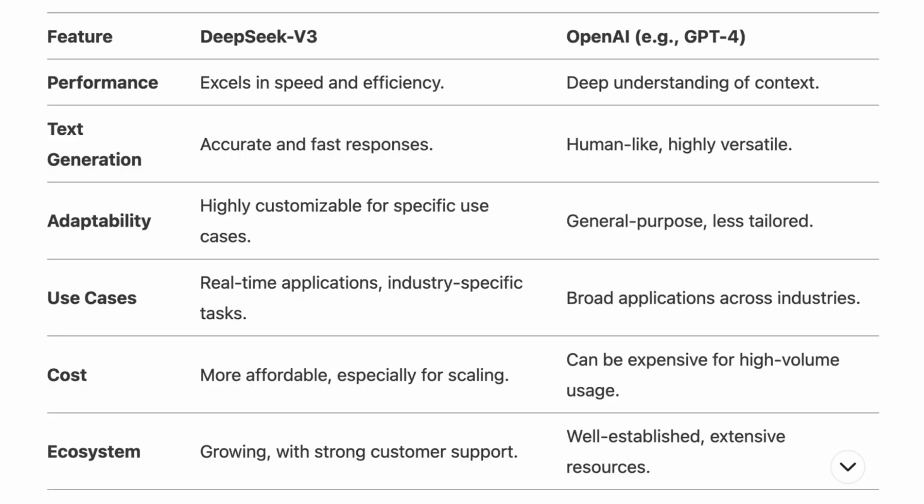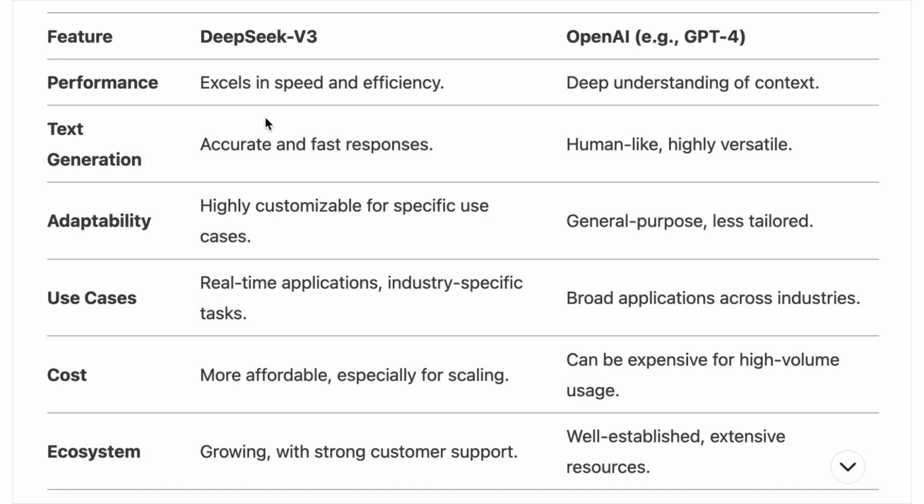Both are powerful AI models, but they have some key differences. First, let's talk about performance. OpenAI models, like GPT-4, are known for their deep understanding of context and their ability to generate human-like text. They're incredibly versatile and have been widely adopted across various industries. On the other hand, DeepSeek V3 excels in speed and efficiency. It's designed to deliver quick responses without compromising on accuracy, which can be a game-changer for real-time applications.